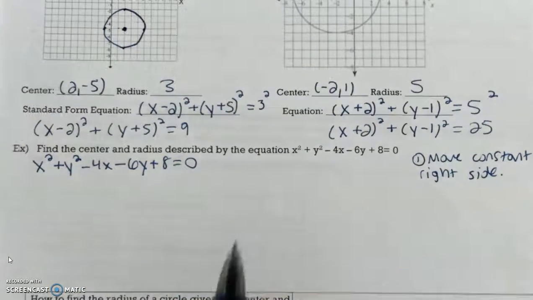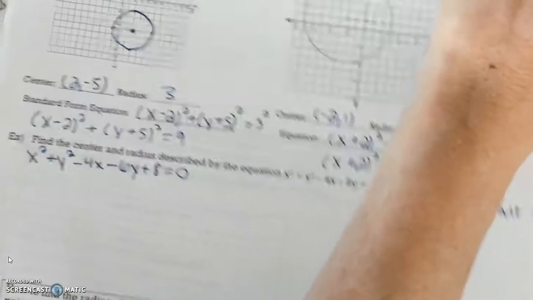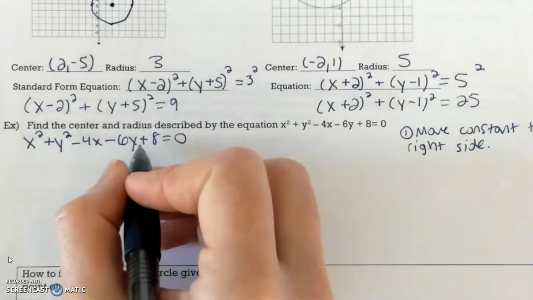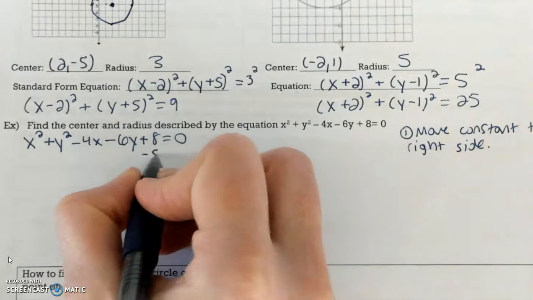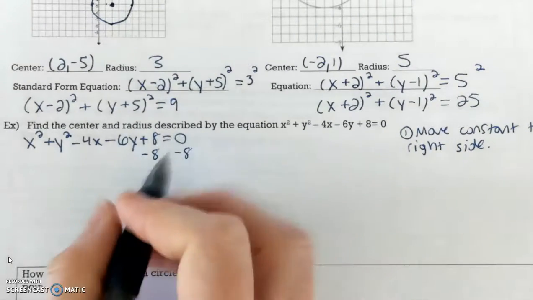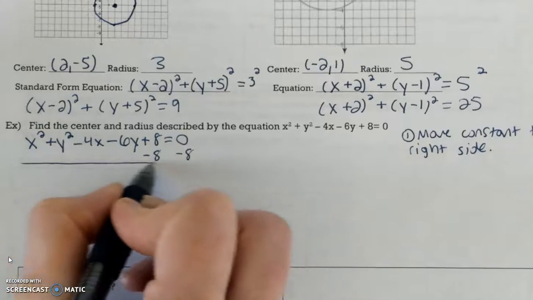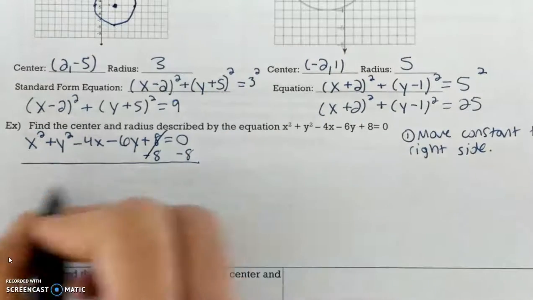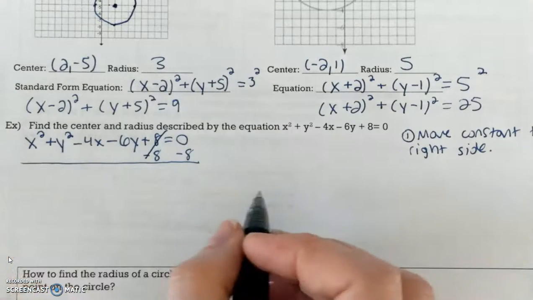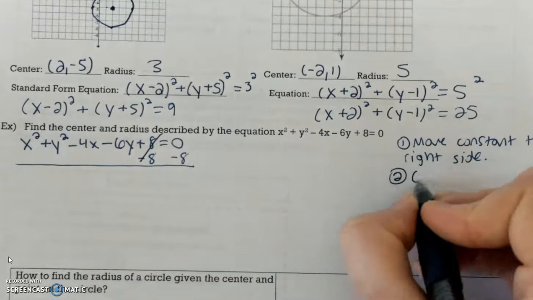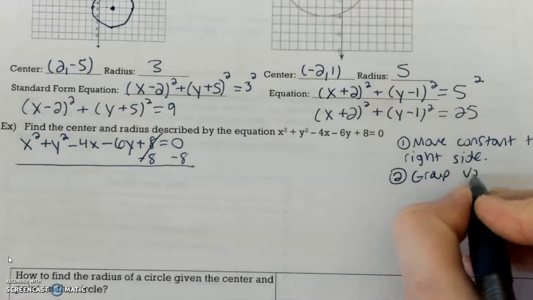All right, and our constant is our number that doesn't have a variable next to it, right? So our constant's 8. It's a positive 8, so the inverse operation of addition is subtraction. To move it to the other side of the equal sign, I'm going to subtract 8 on both sides. That cancels out the 8 over here. Now, when I bring everything down, I'm going to group variables together.